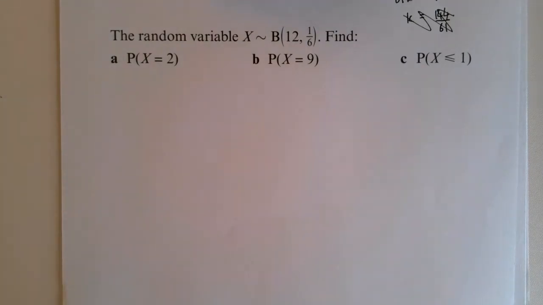And I said that you need success-fail criteria, so in this case, success would be getting a 6, and fail would be not getting a 6. That would be a probability of 5/6, wouldn't it?